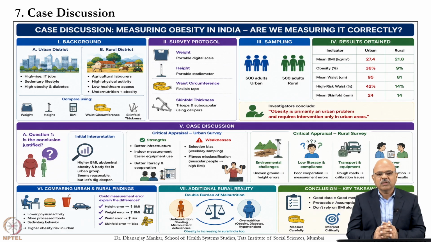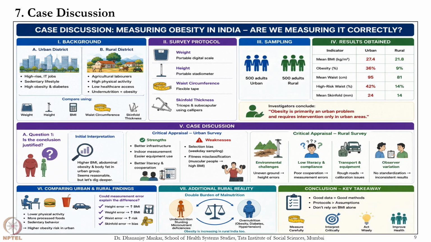But the weaknesses are selection bias, weekday sampling and fitness misclassification, like people who are muscular having a high BMI. Whereas in the rural area you will have a very critical approach. Environmental challenges: you will not be able to reach easily, there is low literacy and compliance is very poor, transport and equipment over tough roads, calibration issues are very common, and observation is very inconsistent.